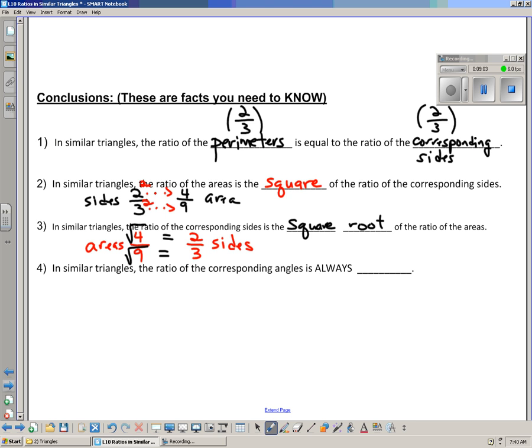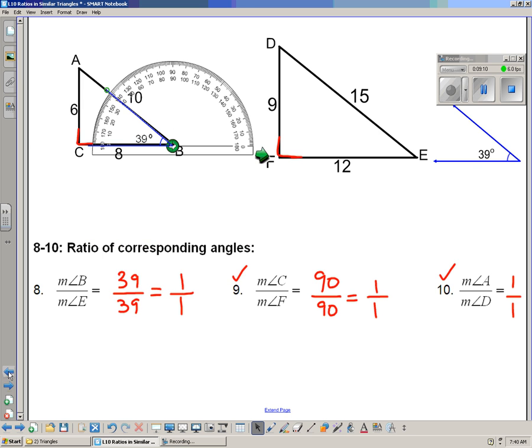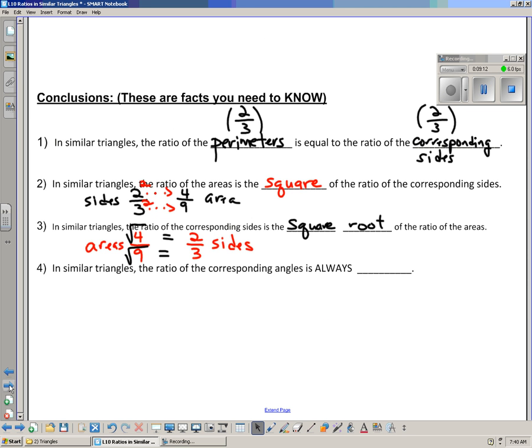And number 4, in similar triangles, the ratio of the corresponding angles was always 1 to 1. Doesn't matter what angles we're talking about, doesn't even matter what triangles we're talking about, as long as they're similar, the ratio is always 1 to 1.